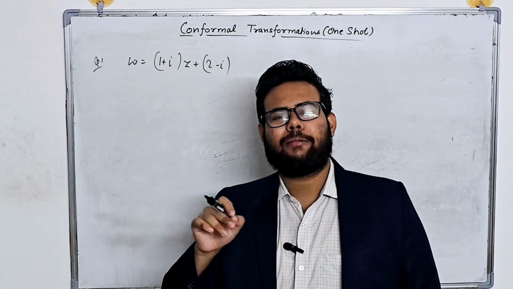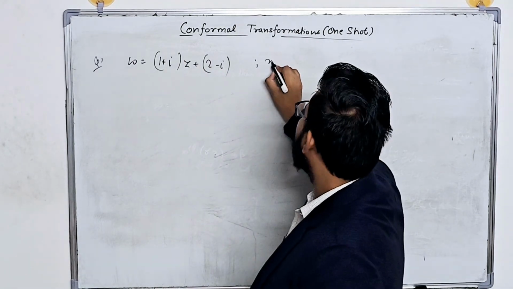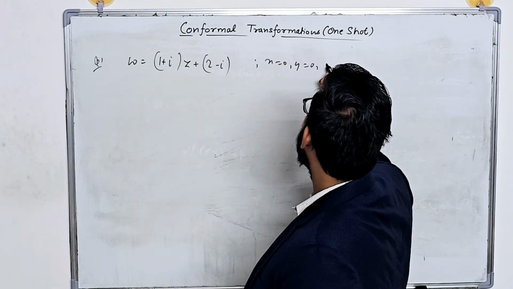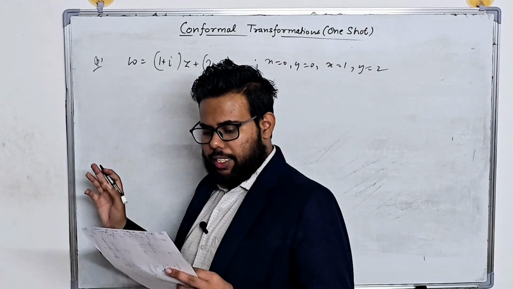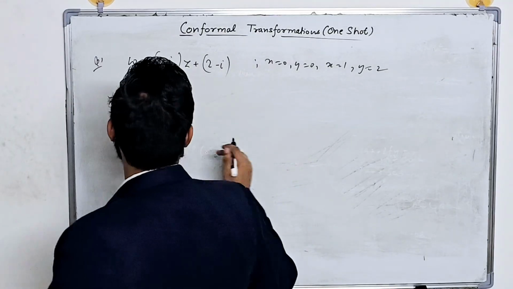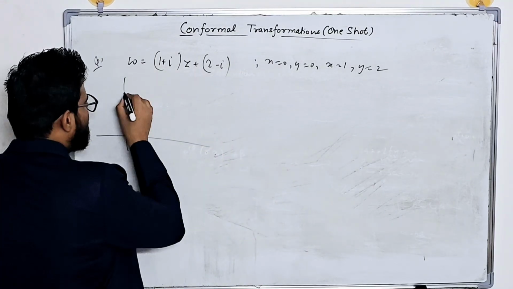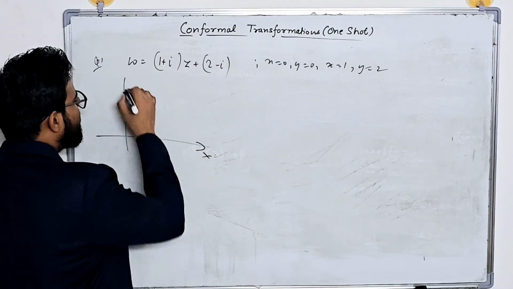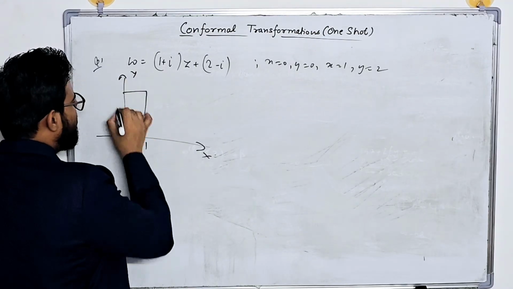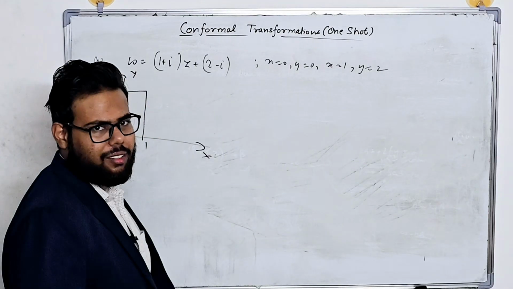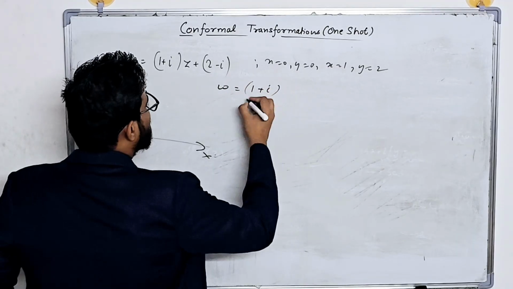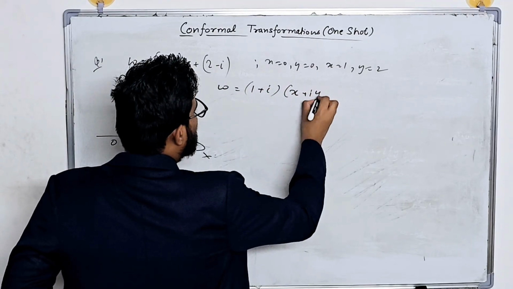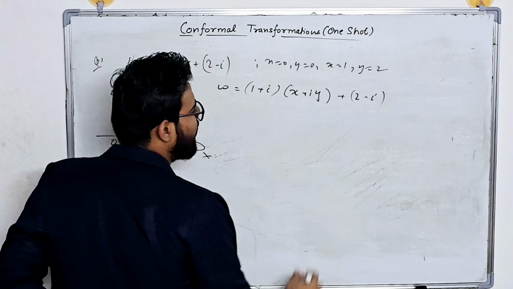Again we are taking the example of that rectangle, that x is equal to 0, y is equal to 0, x is equal to 1, and y is equal to 2, right? So we have to find its transformation. So again it is very simple. So z plane, it looks like this. This is x, this is y, this is 1, this is 2, this is 0, right? Okay, so w is equal to (1 plus iota) times (x plus iota y) plus (2 minus iota), right? That is it.